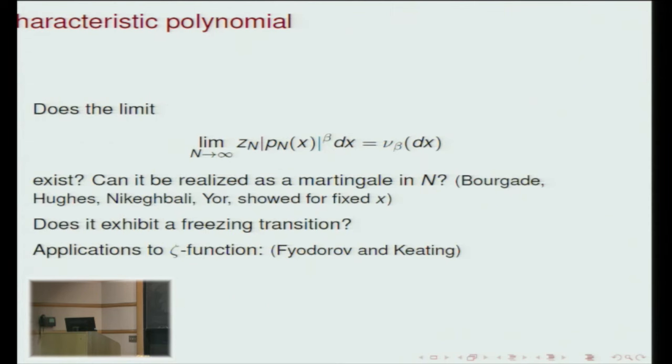So you can ask all the same questions as we asked about the 1 over f noise, namely, does this limit exist once I take it to power beta? Does it have a freezing transition? If you interchange limits, then you have just the exponential of the 1 over f noise, and that's the end of the story. But of course, all the problem is in the details. In particular, can you view it as a martingale? You can view it as a martingale at fixed x, but I don't think it's possible to do it jointly in x's. So this is considerably harder than the exponential of the free field case.